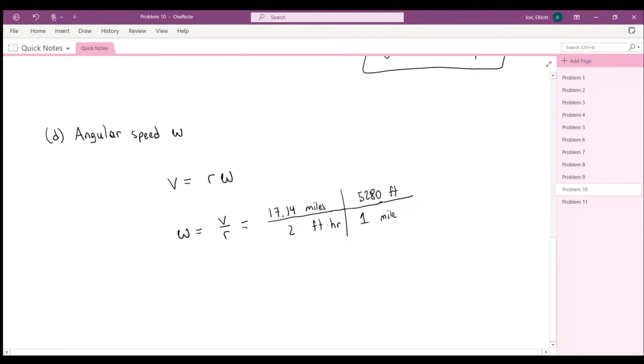All right. So yeah, you could calculate the angular speed like this, using the relation between angular speed and linear speed. So what we'll get from this is that it should be 17.14 times 5,280, and all divided by 2. And so right now the units of this are going to end up being radians per hour.